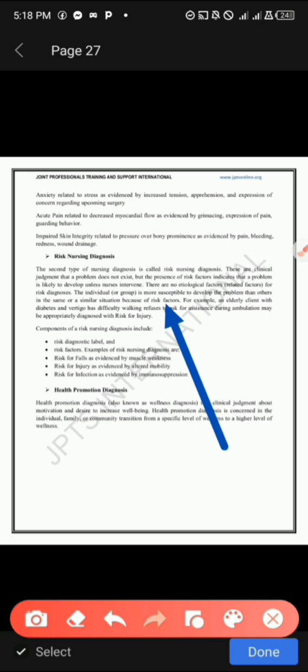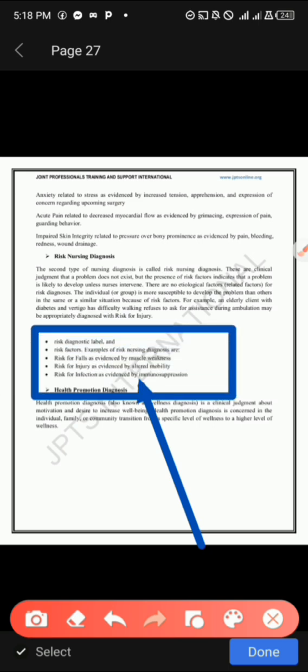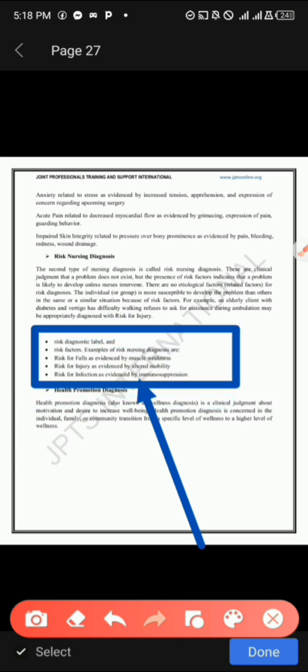Components of a risk nursing diagnosis include the risk nursing label and risk factors. Examples of risk nursing labels are risk for falls as evidenced by muscular weakness, risk for injury as evidenced by limited mobility, and risk for infection as evidenced by immunosuppression. This is talking about environmental factors, depending on the type of environment. In terms of epidemiology, it may even affect the skin.